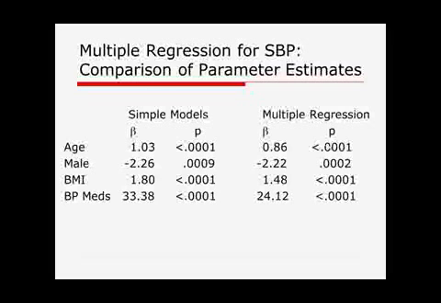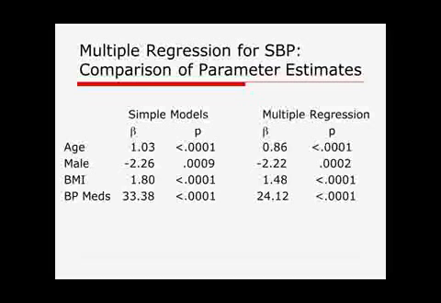And what I did was I related each of those predictors, one at a time, to blood pressure. So in a simple linear regression model relating age to systolic blood pressure, age was significant, and the slope coefficient was 1.03, meaning each additional year of age was associated with a 1.03 increase in systolic blood pressure, and that was statistically significant. Male sex was also statistically significant with a slope of minus 2.3, meaning that men, on average, had blood pressures about 2.3 units lower than women. That's also statistically significant.